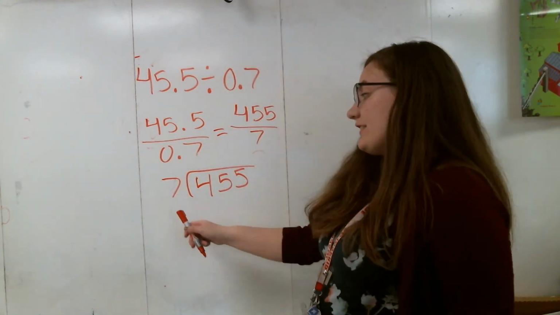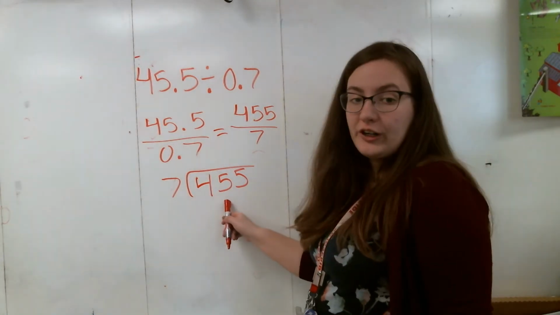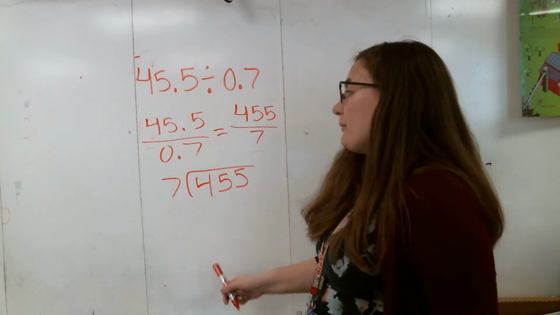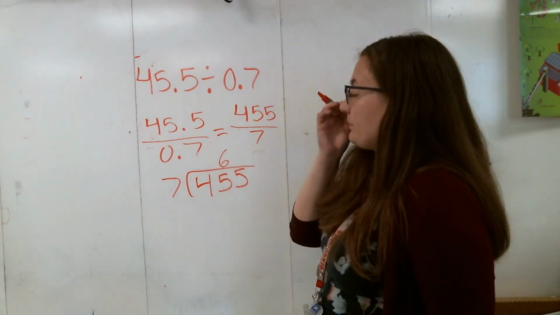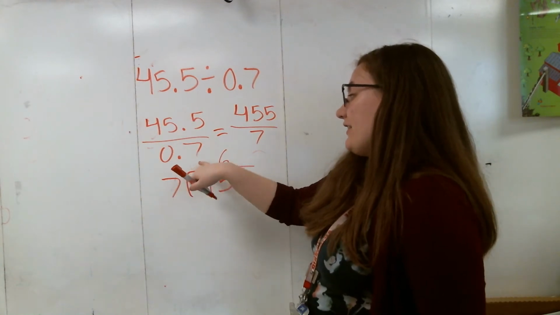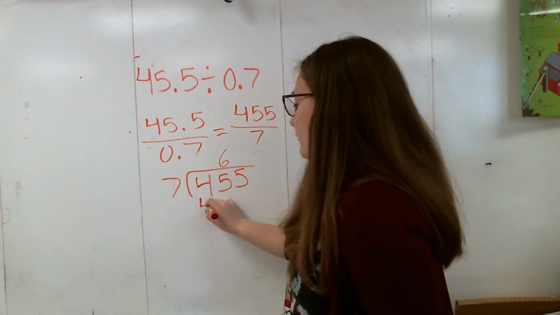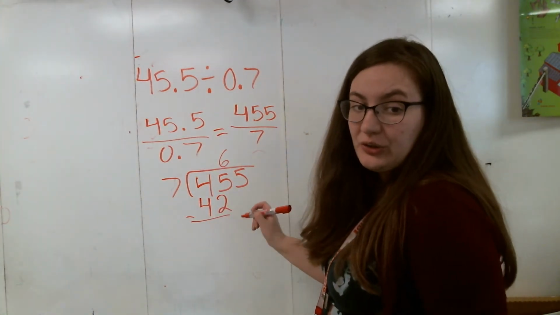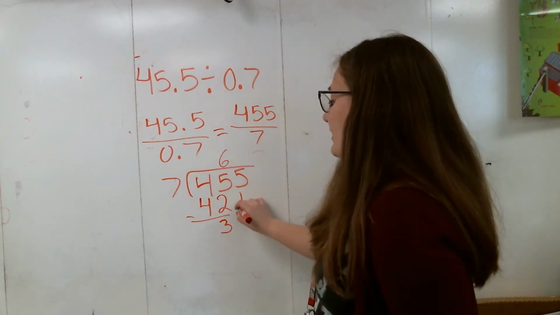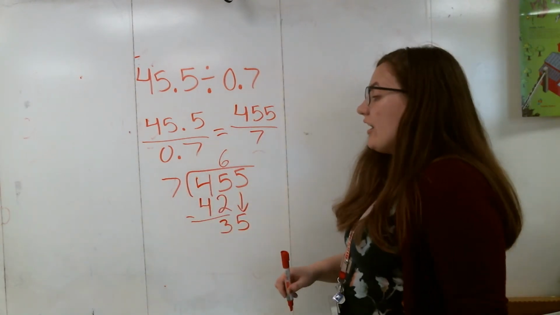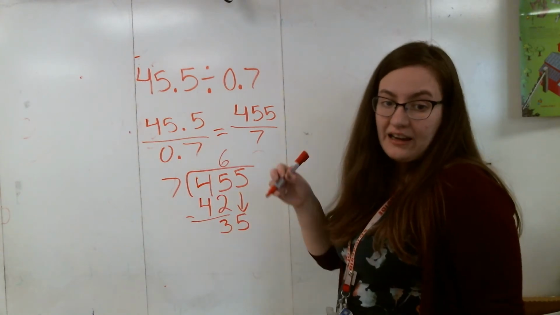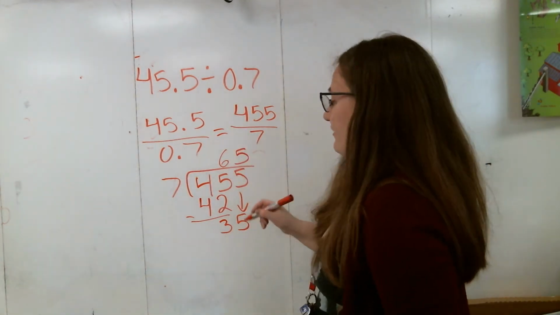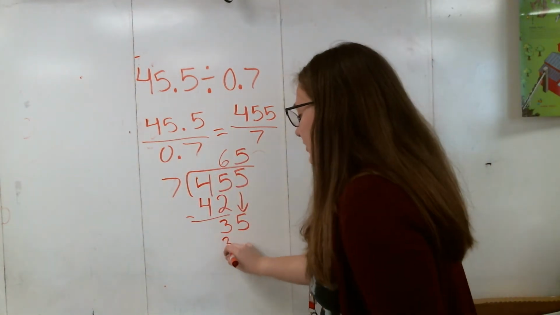So for this one, first I have to figure out how many times 7 can go into 45. Well, I know that 7 times 7 is 49, but that's just too much. So I'm probably going to have to do 7 times 6, which gives me 42. And then I'm going to subtract 45 minus 42, which is going to give me 3. Then I bring down the 5, and I figure out 7 times what fits into 35. If you know your facts, this should be a really easy one. 7 times 5 is 35. So I do 7 times 5, which gives me 35.